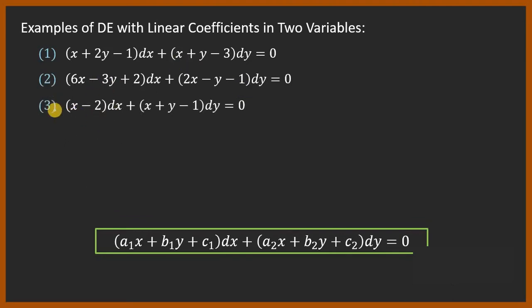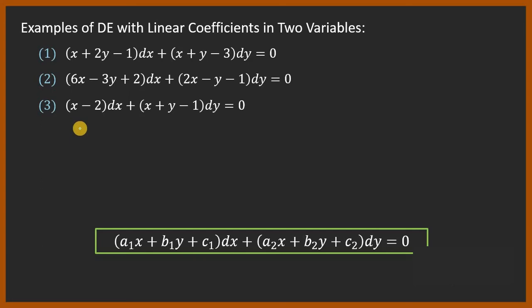This is a bit unusual, but this is still a linear coefficient in two variables because our a sub 1 is just 1, but our b sub 1, if you notice, we have no variable y here, so that is equal to 0. So, a sub 1 is 1, b sub 1 is 0, and then c sub 1 is negative 2. And then here, our coefficients are clearly 1, 1, and negative 1. So, these are our examples of DE with linear coefficients in two variables.